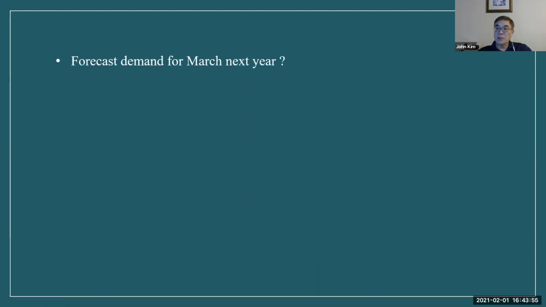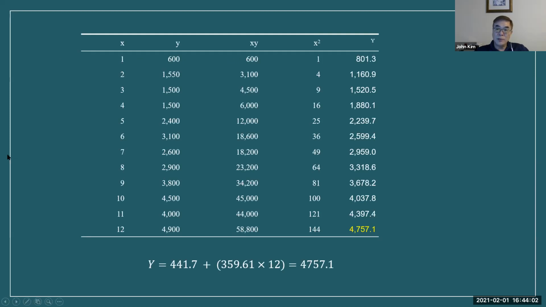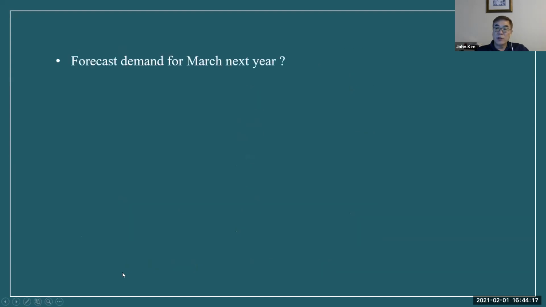And then a question like this: forecast demand for March next year. Because this one is time series data, this year's January is 1, 2, 3, 4, December. Next year, January X variable is 13, 14, 15. So for forecast demand for March next year, the X variable value is 15. So plug in 15, and then next year's March demand forecast is 5,835.85.